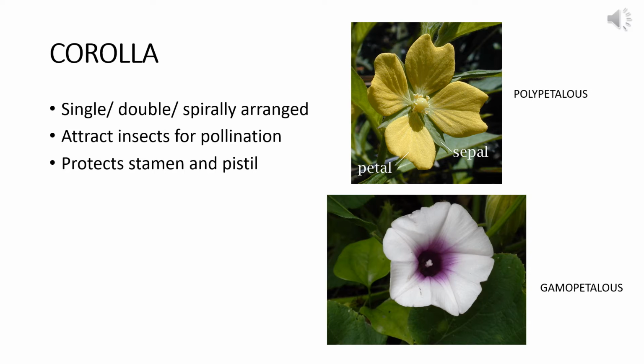Now there can be a single layer of petals in a flower, there might be a double layer of petals in a flower, and in some flowers the petals might be spirally arranged. And since the petals are the most brightly colored part of the flower, they attract the insects which help in pollination of the flowers. They are also protecting the stamen and pistil, which are the innermost whorls of the flower.